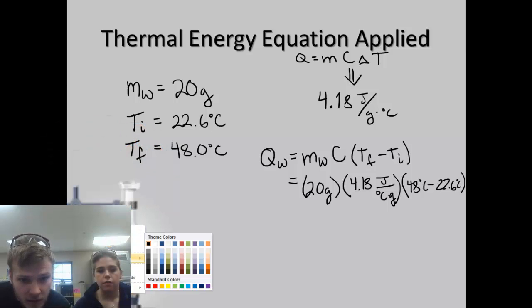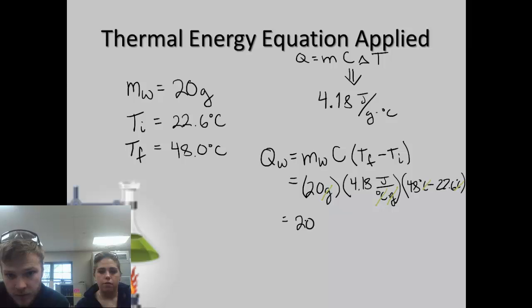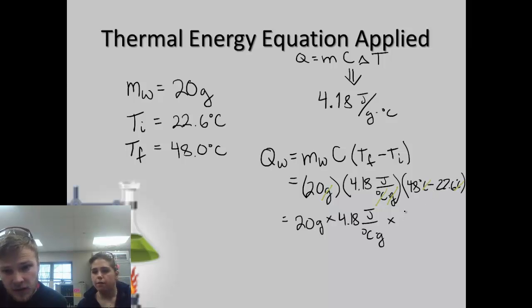Grams is on top here and on bottom here, so let's cancel those. I can show you the railroad track method here. And Celsius cancels with Celsius. So let's do our math. We'll have 20 grams times 4.18 joules per gram degrees C times 48 minus 22.6, which is going to be 15.4. Now we've got everything that we can multiply.